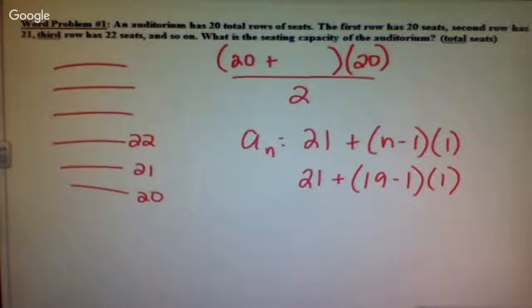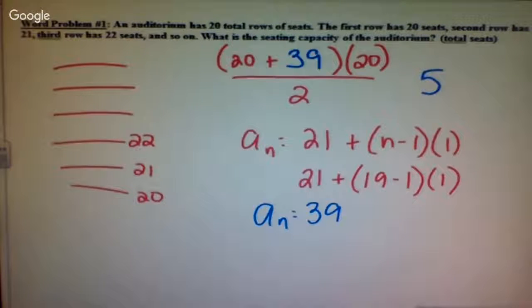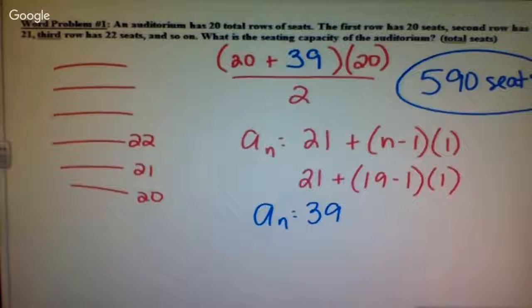So when we plug this in, what do we get for A sub n? Well, 39. There's 39 seats in my last row. 590? 560? Or is it 590? It might be 560, I don't remember. It's 5 something. No, you're right, 590. So there are 590 seats in the auditorium. You can fit 590 people in to see a show.